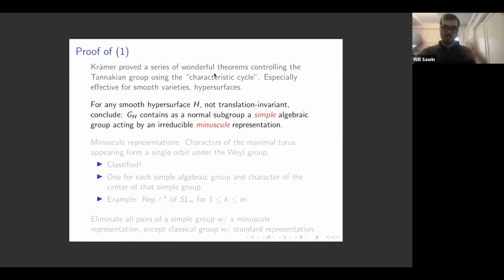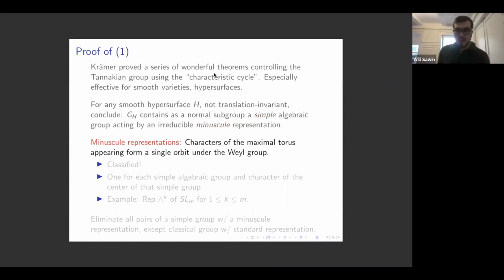It's not very impressive to say that some algebraic group contains a simple algebraic group. Most of them do, but it's more interesting to say that it's acting by an irreducible minuscule representation. That's a much more rare condition. So what is a minuscule representation? That's a representation where the characters of the maximal torus that appear form a single orbit under the Weyl group. And these are completely classified. There's one for every algebraic group and every character of the center of that algebraic group. The example that you should think of is that the wedge power representations of the special linear group are the only minuscule representations of the special linear group.